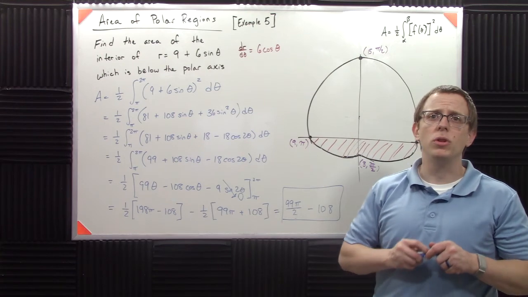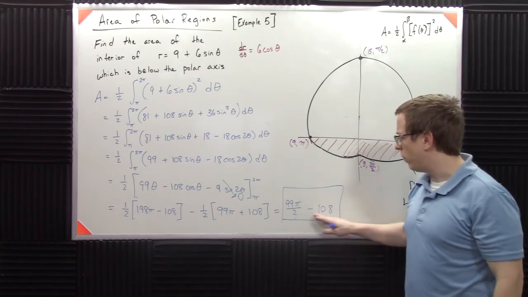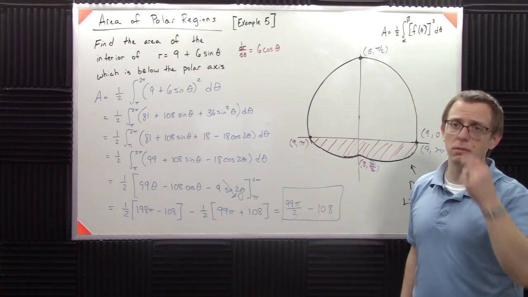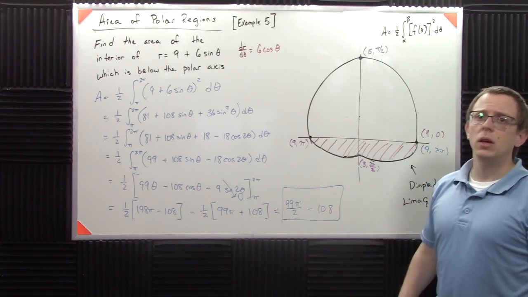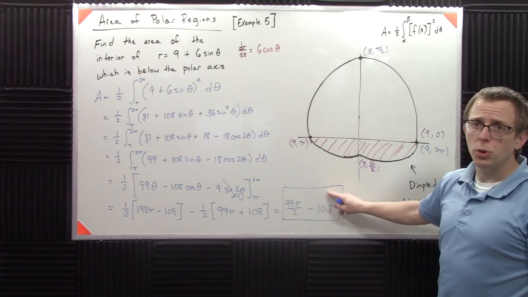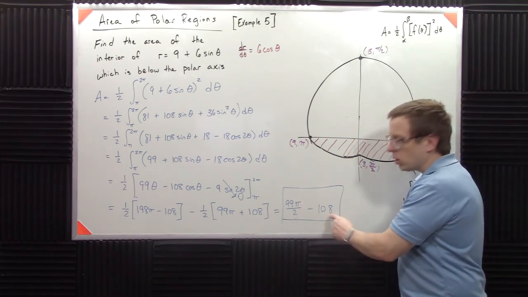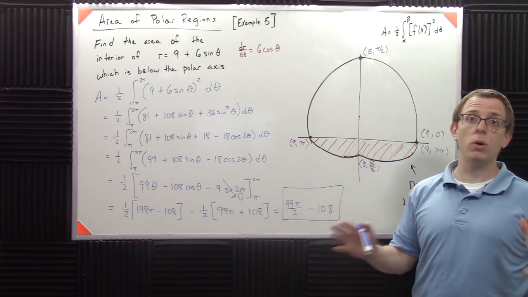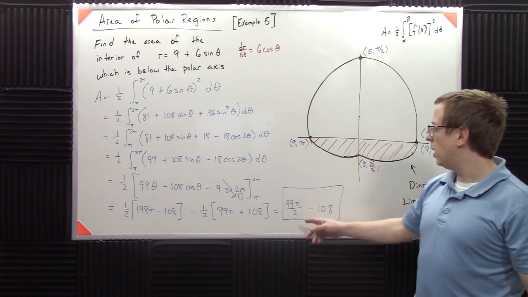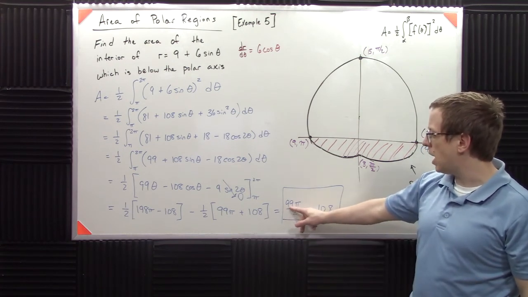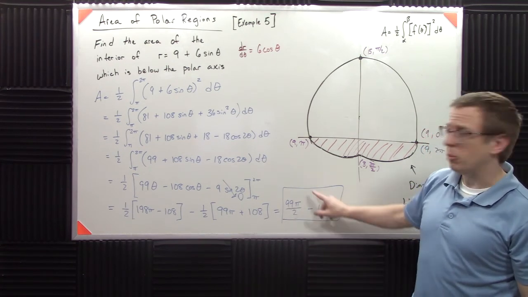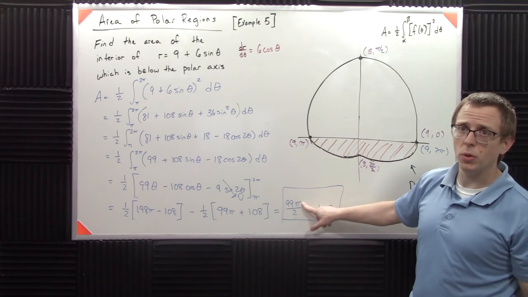But I do want to talk a little bit, just for a moment, about whether this is right. So I looked at this and I went, is that even correct? And you should do that too. You should always look and say, is this correct? Well, 99 pi over 2 is larger than 108. At first I was thinking, oh no, it's not larger than 108. But of course it is. 99 is smaller than 108, but pi is a little bit bigger than 3.